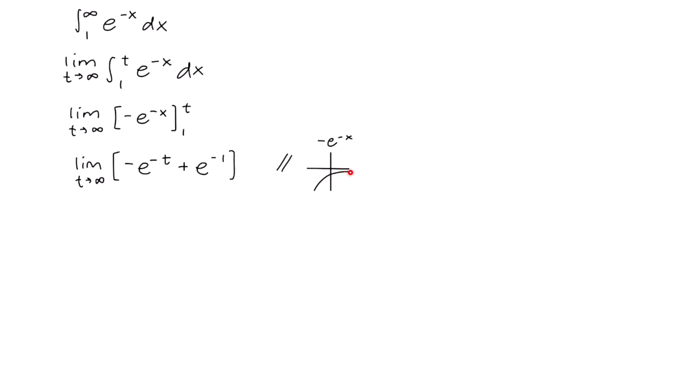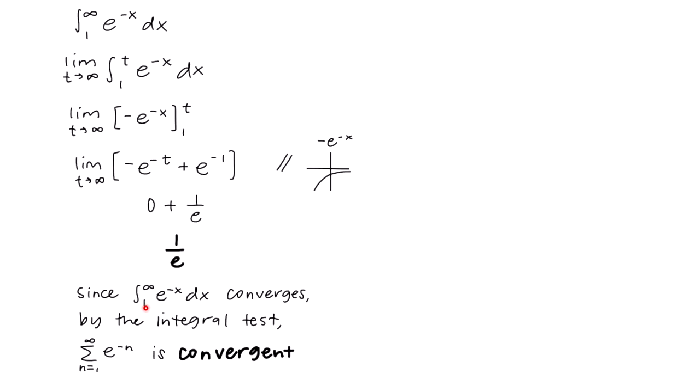As t gets larger and larger, the graph approaches 0. So as t gets larger and larger, the limit of this term goes to 0. And this is a constant, so the limit of a constant is just that constant. So we end up getting 1 over e. I wrote it out: since the integral from 1 to infinity of e to the negative x dx converges, by the integral test, our series is convergent.